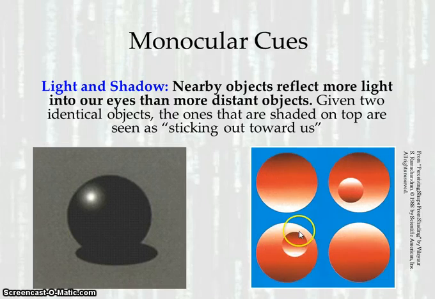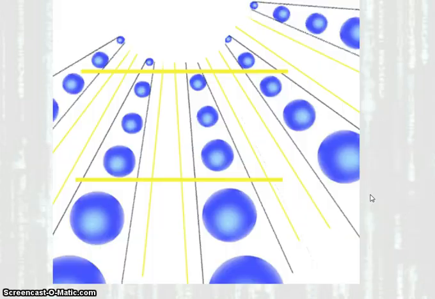So for example, in this circle right here, the shading is at the top of this inner circle, whereas the light is at the bottom. So this little circle within this bigger circle appears to be concave. Whereas the shading is at the bottom, the light is at the top. This smaller circle appears to stick out to us.